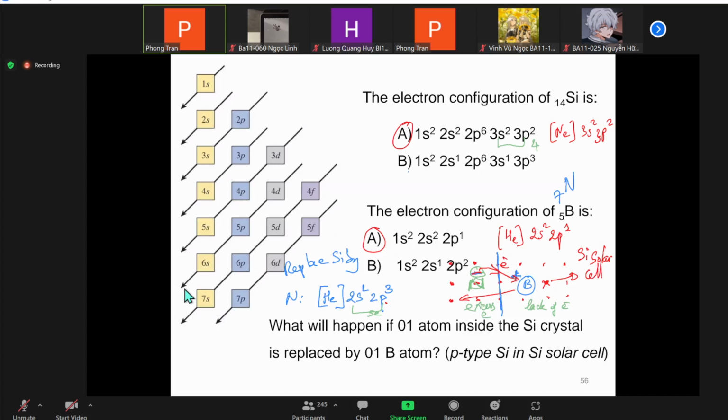Okay, so you see, by very simple understanding of the electron configuration of silicon, carbon, nitrogen and boron, you can understand from a fundamental point of view how the silicon solar cell works. That's my main message. Okay.